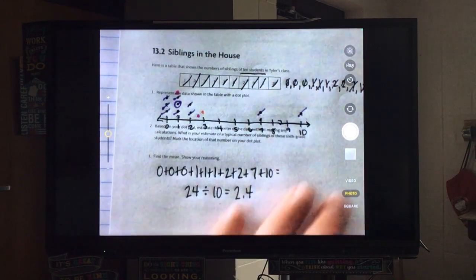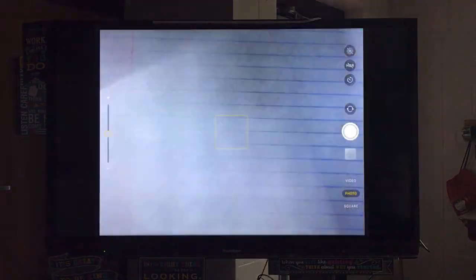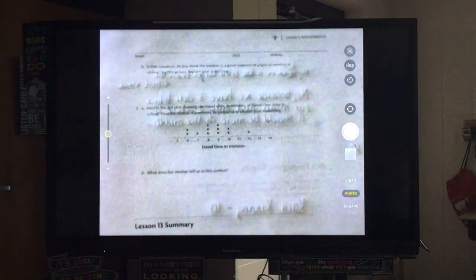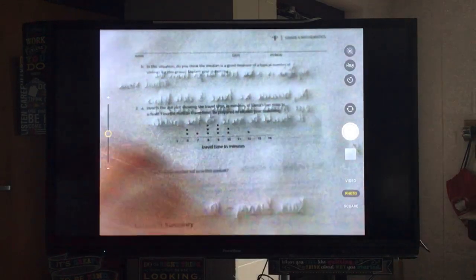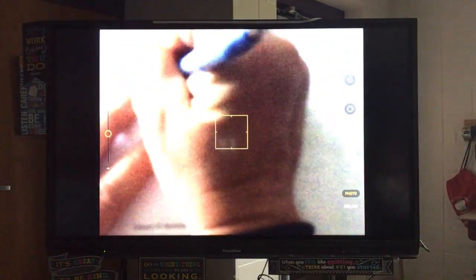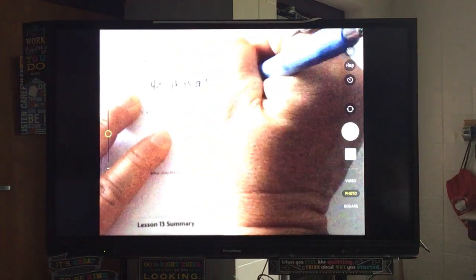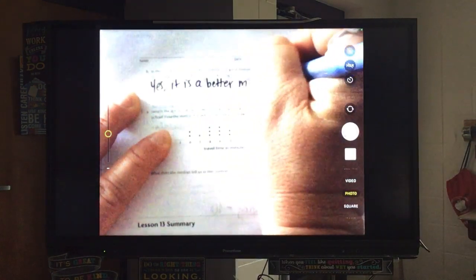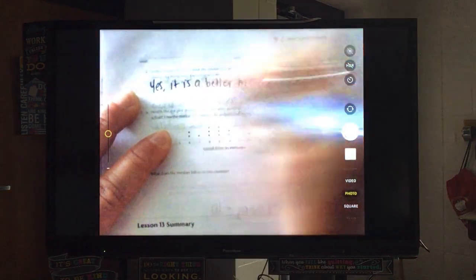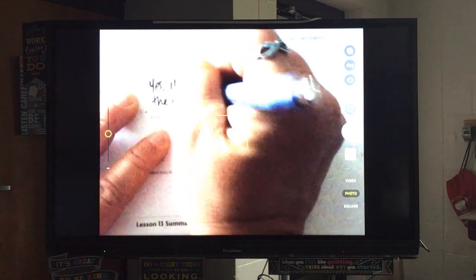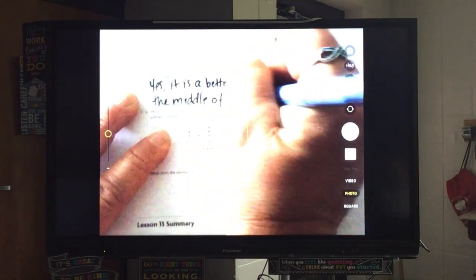All right, and that's exactly what we're gonna say right there, is that it's a better measure of the middle. So yes, it is a better measure of the middle of our data.